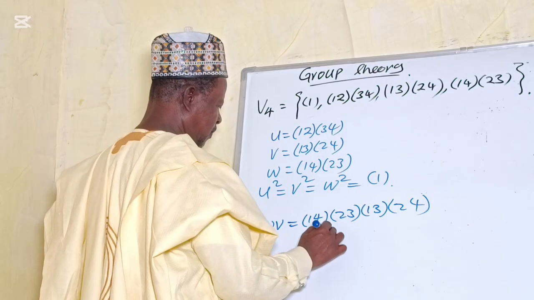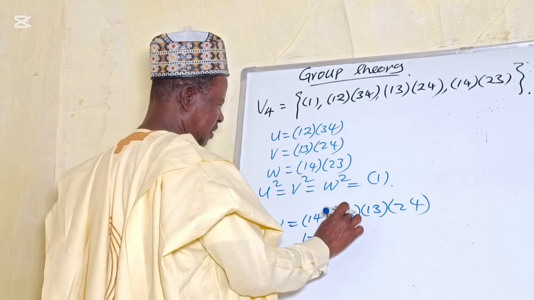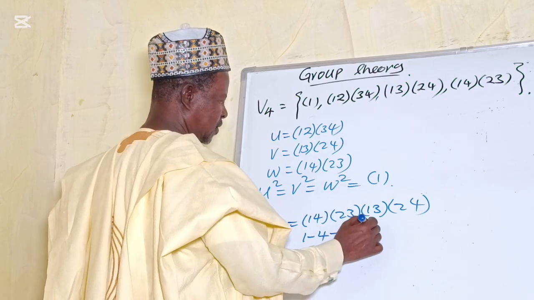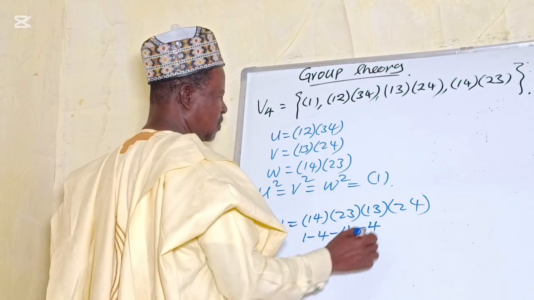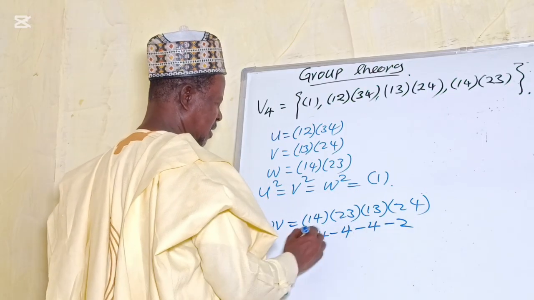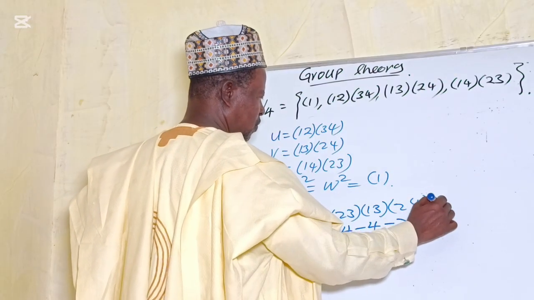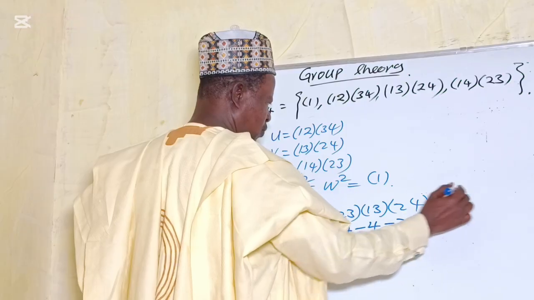1 is mapped onto 4 here in the first cycle. 4 is fixed in the second cycle. 4 is also fixed in the third cycle, but 4 is mapped onto 2 in the second cycle. So ultimately 1 is mapped onto 2. So I will have 1, 2.